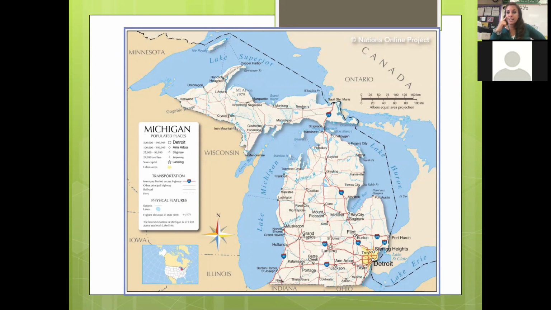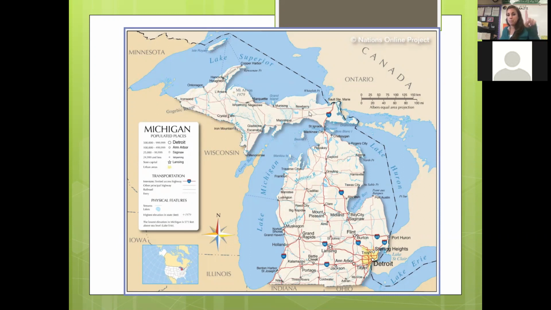So the answer is there are 2 peninsulas. We have the Upper Peninsula because it's on top. The Upper Peninsula is surrounded by water on 3 sides. It has water on the bottom or the south side. It has water on the right or the east side, and it has water along the north side. It does not have water on the west side. On the west side, it links up to Wisconsin.